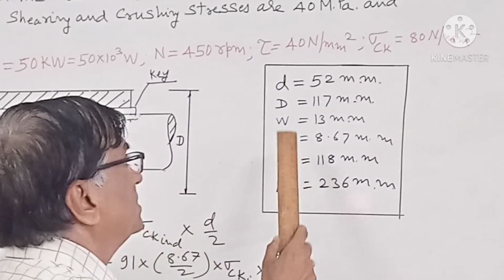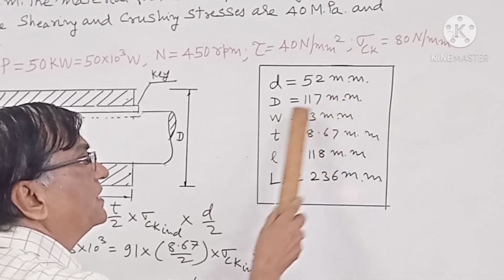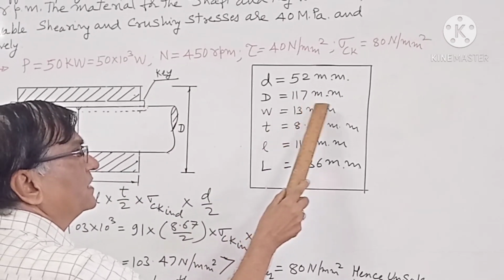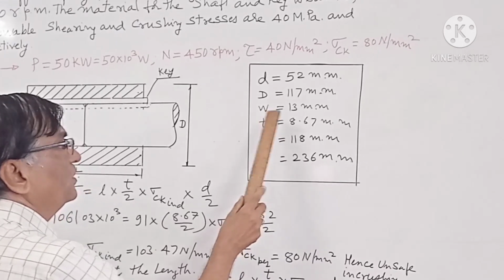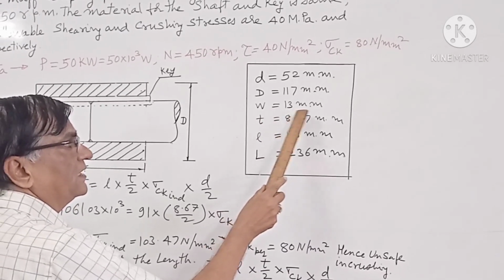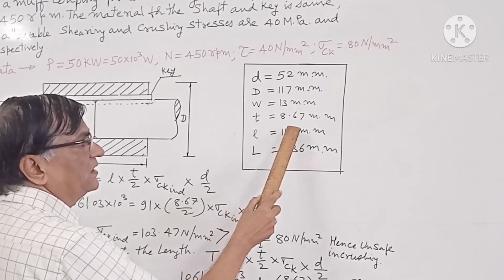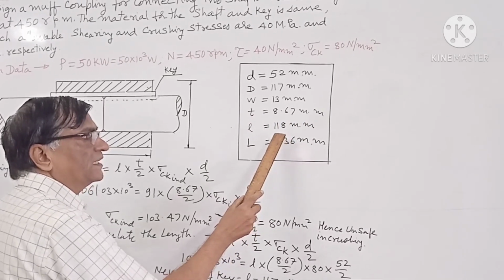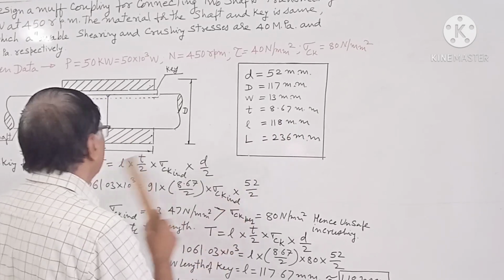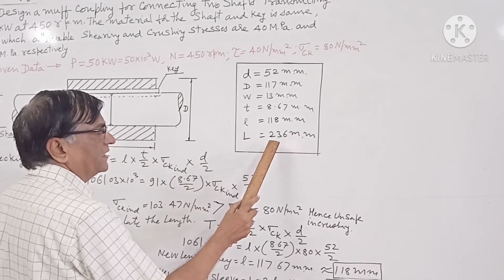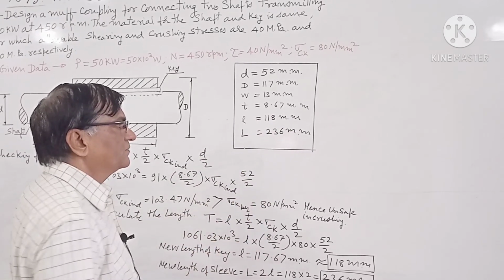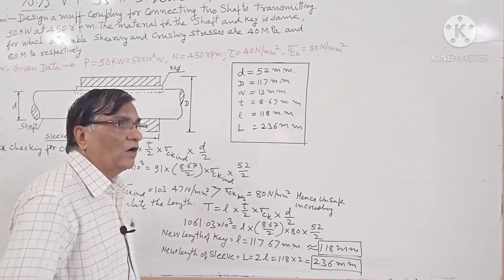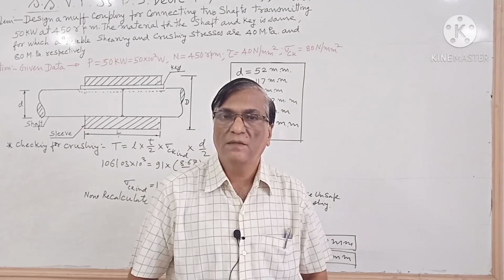These are the final dimensions. Diameter of the shaft is 52 millimeter. Capital D, outer diameter of the sleeve, 117 millimeter. w, width of the key, 13 millimeter, thickness of key equal to 8.67 millimeter, length of the key 118 millimeter, and length of the sleeve 236 millimeter. So this is all about the design of sleeve or muff coupling.